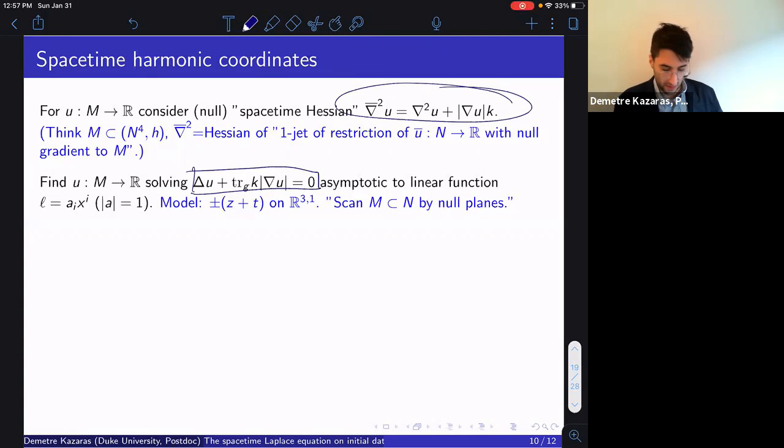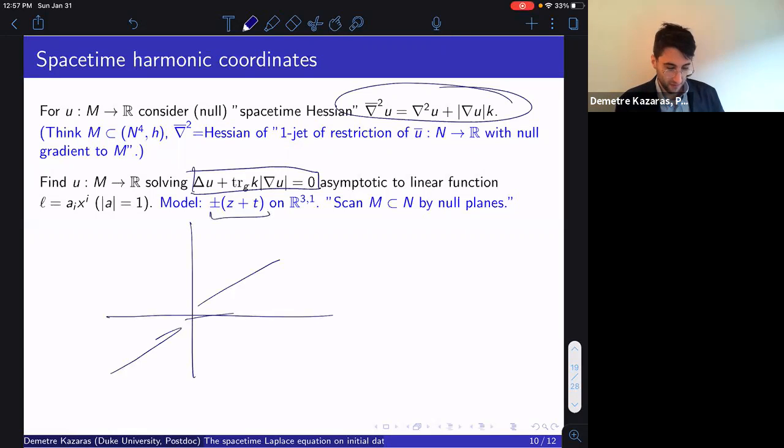Okay, what is the model, by the way? Well, in Minkowski space, functions that solve this equation, space-time harmonic functions, are a coordinate function plus t. You know, R3 coordinate plus t. The gradient of that will be like partial z plus partial t. The norm of that thing is 0. So those have null gradient, and they are Killing for the gradient of these things.